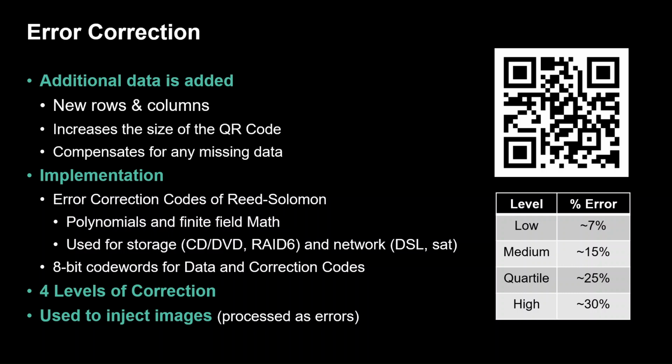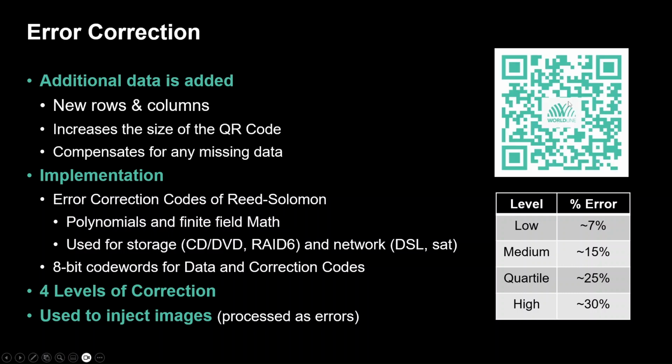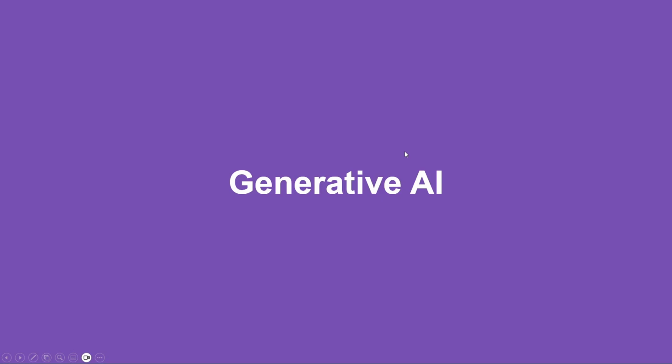And this is what is used to inject images in a QR code. For instance, here it's the same one, but I hid the logo of Worldline in the middle, and so this part of the QR code will be processed as an error. Because it's less than 30% of the size of the QR code, it's still readable by scanners.